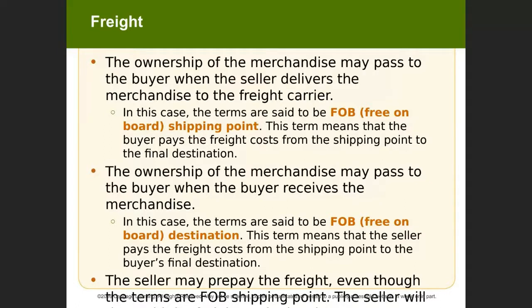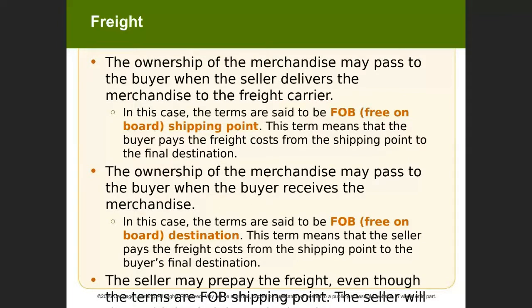The ownership of the merchandise may pass to the buyer when the seller delivers the merchandise to the freight carrier. So when you have freight, you have items being delivered, there are certain shipping terms that you could see. One of those is FOB, free on board shipping point. The term means that the buyer pays for the freight cost from the shipping point to the final destination. So I'm purchasing something that's being shipped to Georgia Military College. I'm paying for that item to be shipped from where it is to here.